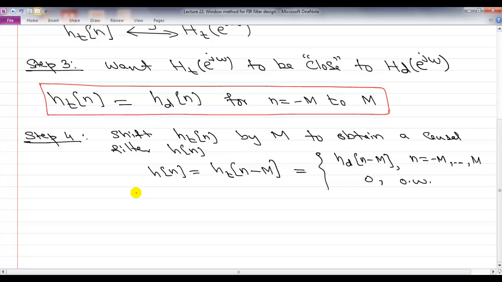So this is the procedure for designing an FIR filter from an infinite impulse response filter. From your desired frequency response, you get an impulse response, which is going to be of infinite duration. Then you simply shift that impulse response by an amount capital M to the right, and then you truncate everything. You throw away everything other than from 0 to 2M. So this filter has length 2M plus 1, which is equal to N. And this kind of procedure is called the window method, for the following reason.